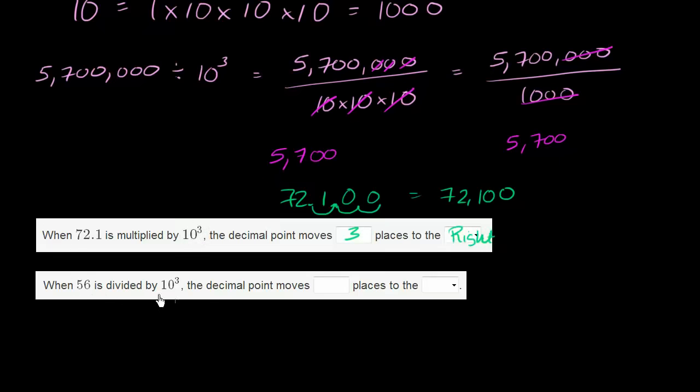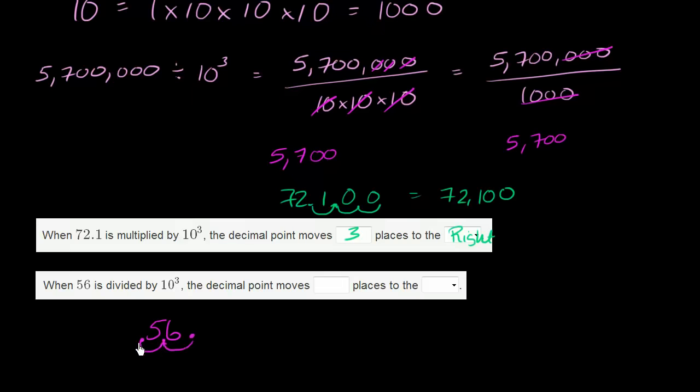Let's do this one. When 56 is divided by 10 to the third, the decimal point moves blank places to the blank. Well, dividing by 10 to the third is the same thing as dividing by 10 3 times. And every time you divide by 10, it's going to become a smaller number. So 56, and you might say, where's the decimal point? Well, there's implicitly a decimal point right over there. You divide by 10 once, you're going to get a smaller number. 56 is going to become literally 5.6. Divide by 10 again, it's going to become 0.56.